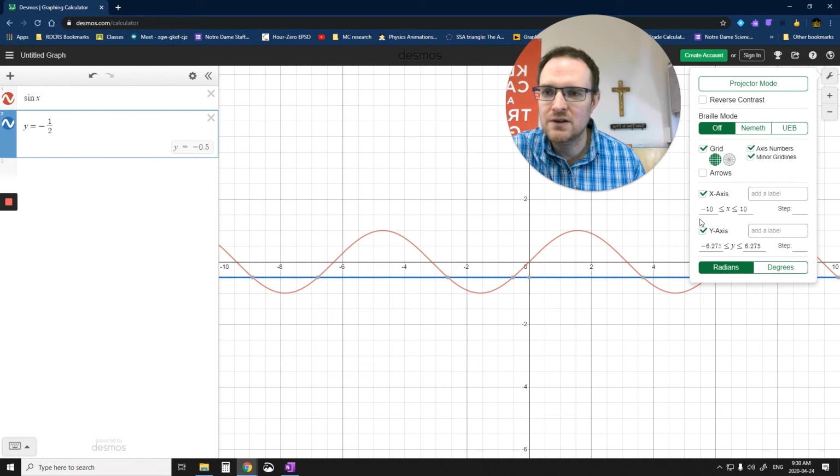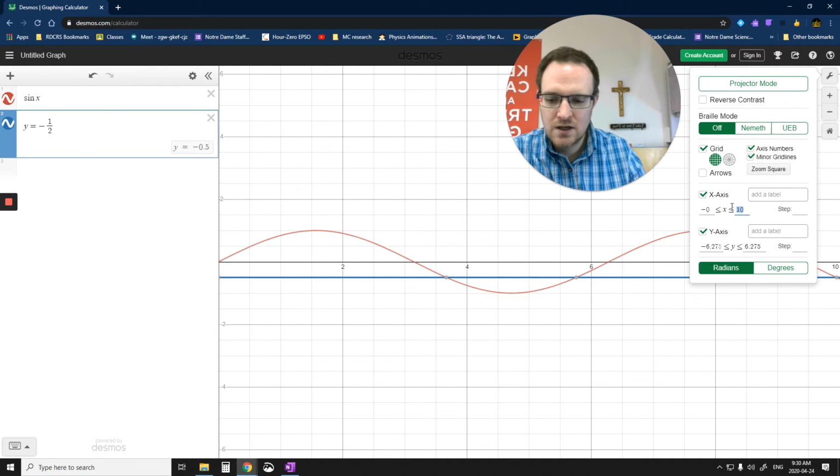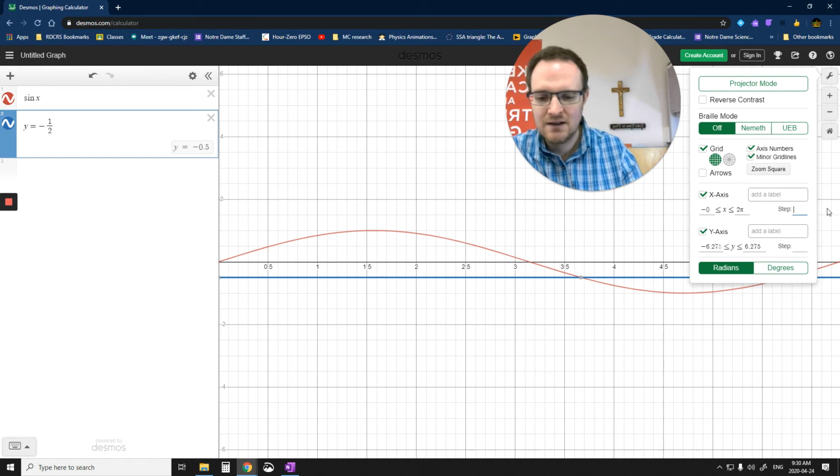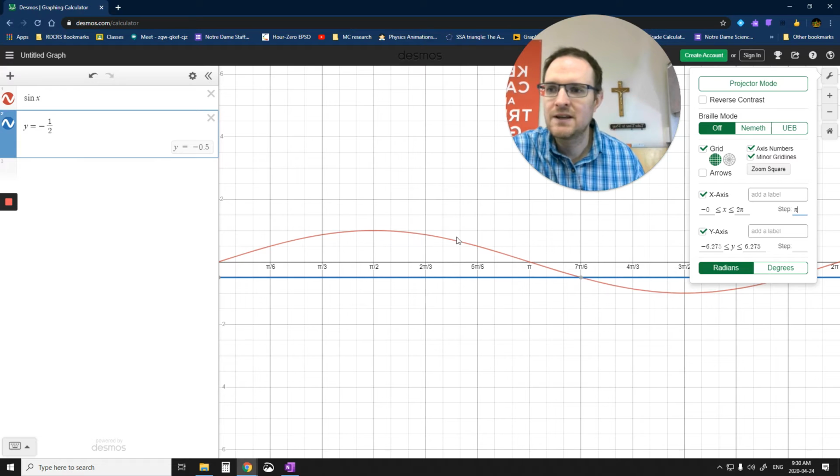But we also have a window, so you can go to this little wrench icon and change your domain. Say, okay, I'm going from 0 to 2 pi. So you just hit pi for pi, and I'll replace it with a pi. You can set your steps here to pi as well. So you can see it changes the scale to use exact value pi's, which is kind of nice. So it goes all the way to 2 pi here.